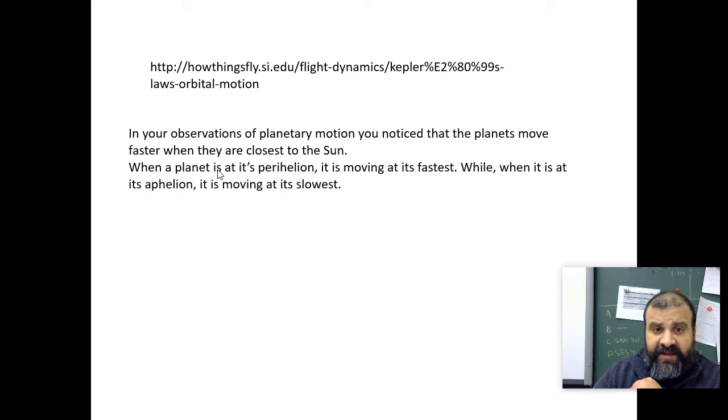So, when a planet is at its perihelion, it is moving at its fastest, while when it is at its aphelion, it is moving the slowest.